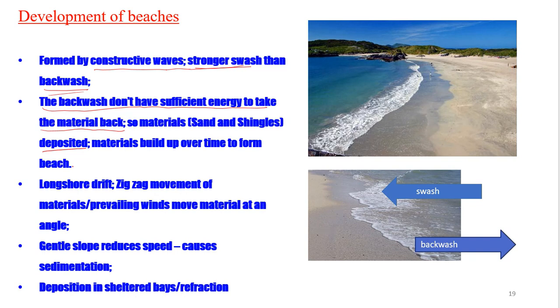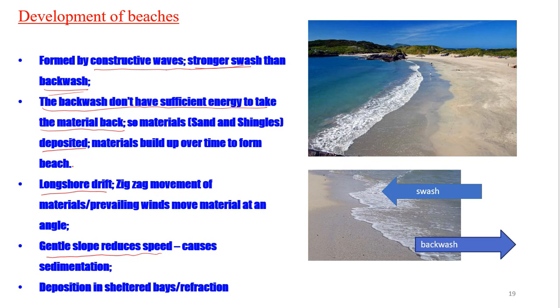That's just it. Now, these materials are moved as a result of longshore drift, which is the zigzag movement of materials. You can check lesson 1 for detailed explanation of it. So prevailing wind moves materials up at an angle. Now, it creates a gentle slope which reduces the speed and causes more sedimentation of materials. So deposition also occurs within sheltered bays or areas of refraction to form beach.